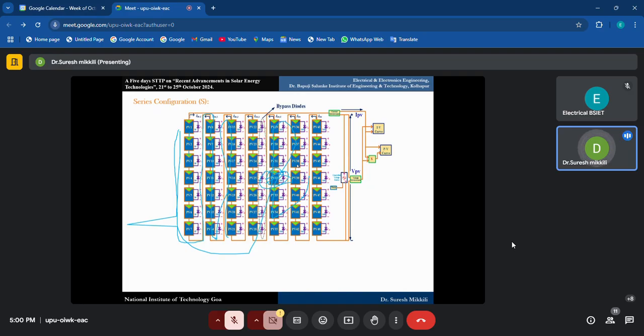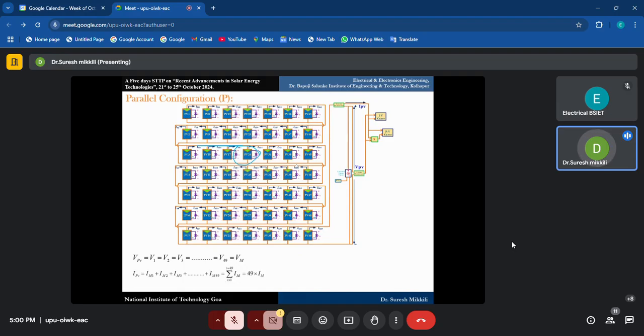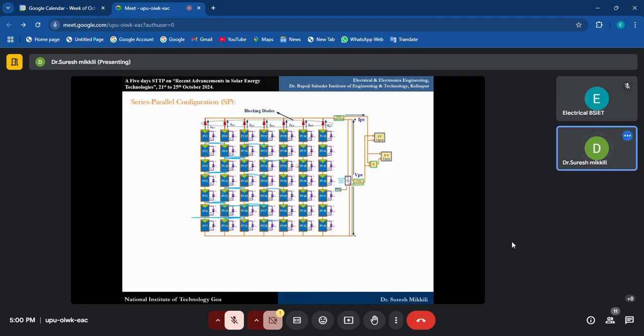Then, in a series configured system, the current is the same as the module current and the voltage will be the summation of all the voltages together. The powers will be the same. In the parallel configuration, it is a low voltage, high current application. Then the series-parallel configuration: in one string, all the modules are connected in series, and all the strings are connected in parallel.